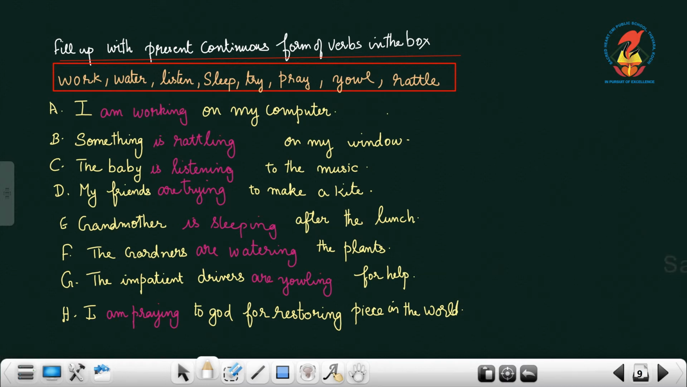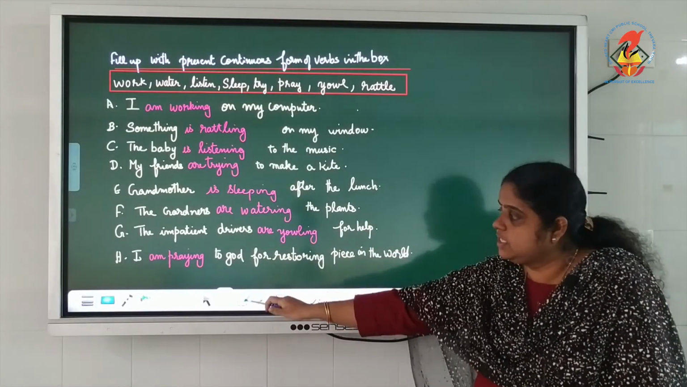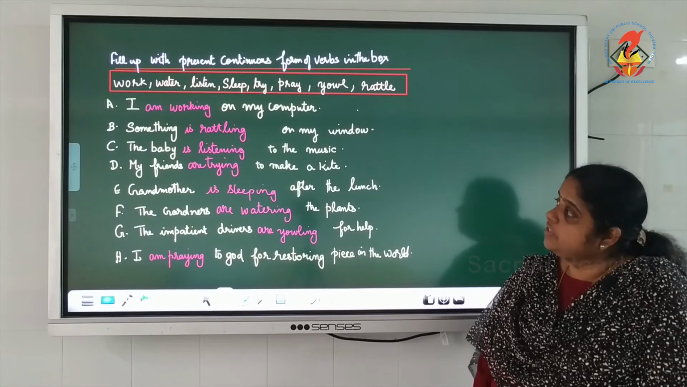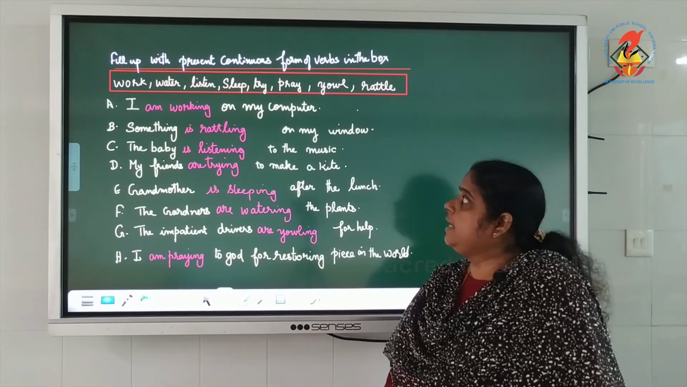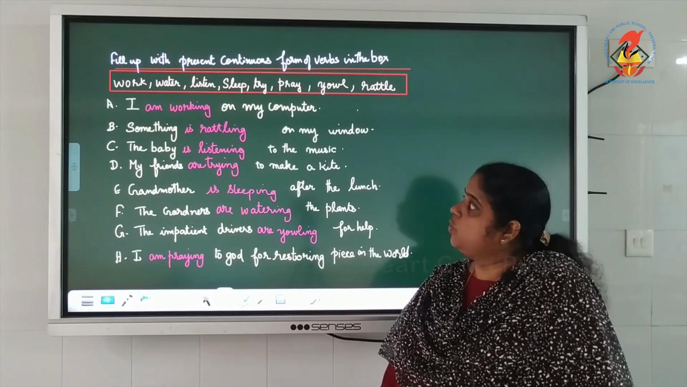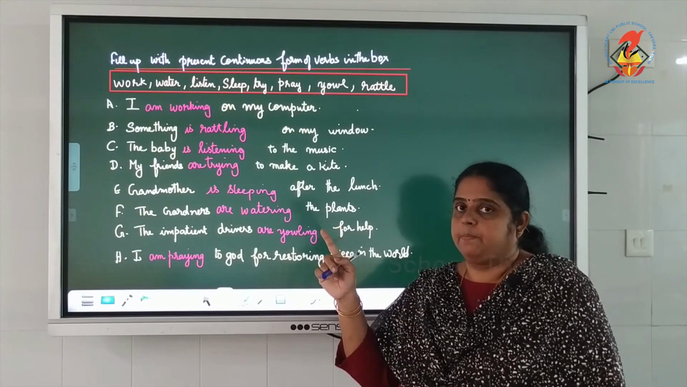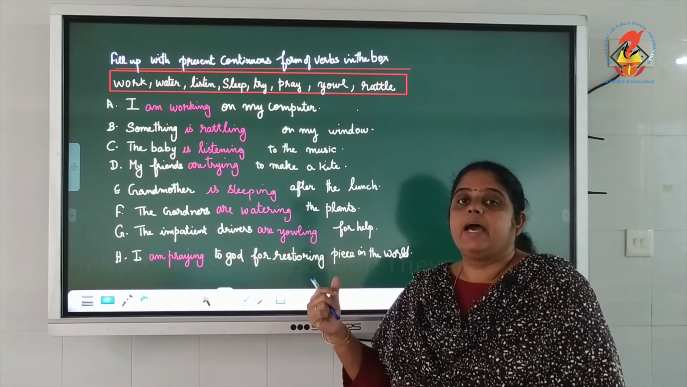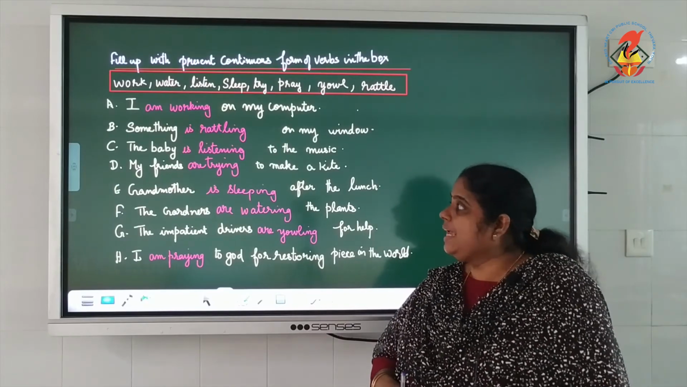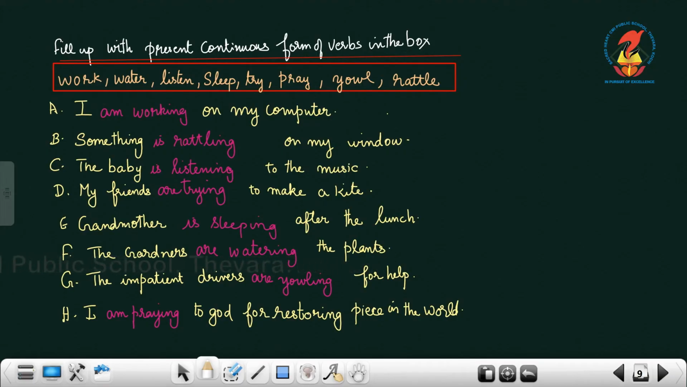So, after making the ing form, you have to fill it here. Okay, that's it. The first one is I dash on my computer. So if it is work, working. Since it's I, we have to use am. I am working on my computer. Second one, something dash on my window. Something, we don't know, it's singular. So it's one sound only coming. So something is, we consider it to be singular, is rattling on my window.